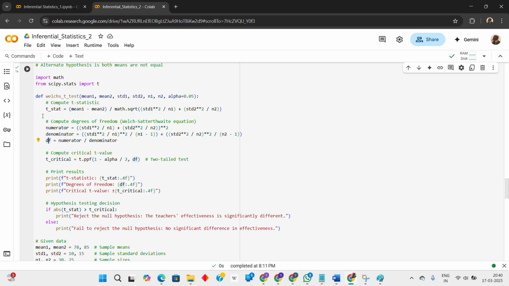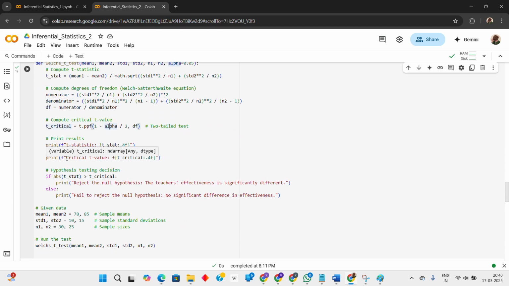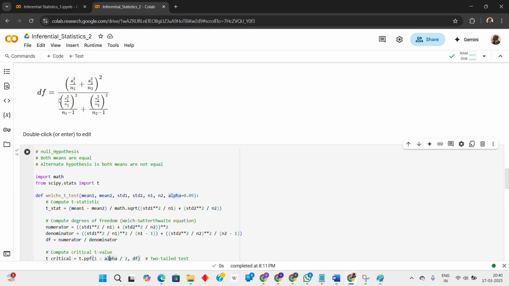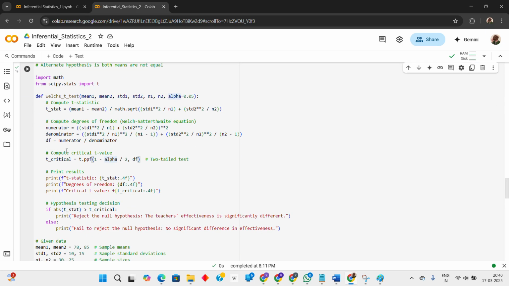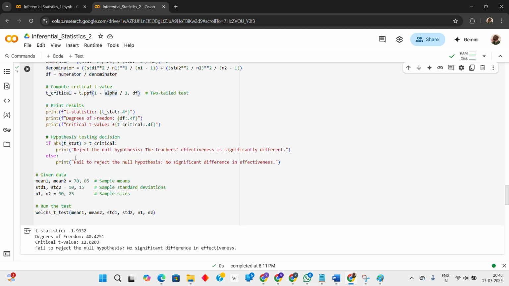After I got these two, then the T critical. This is the way: we pass df along with 1 minus alpha by 2. This is the formulation. You have to remember the T critical formula, the numerator and denominator formulas, and also the T statistic formula, and then implement these things.